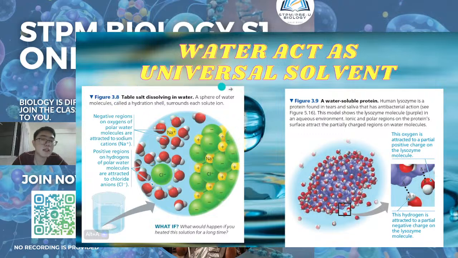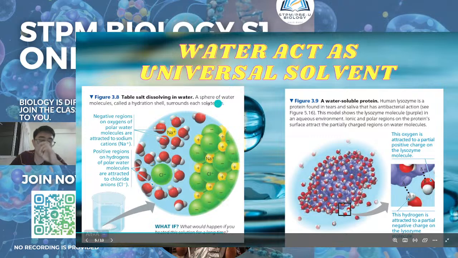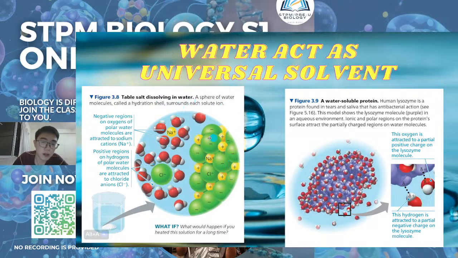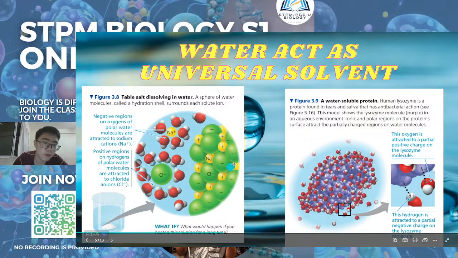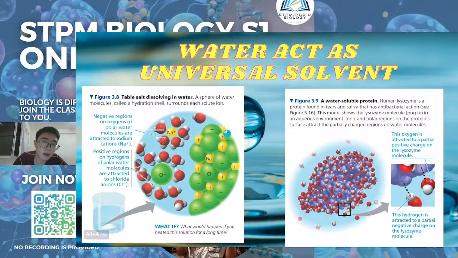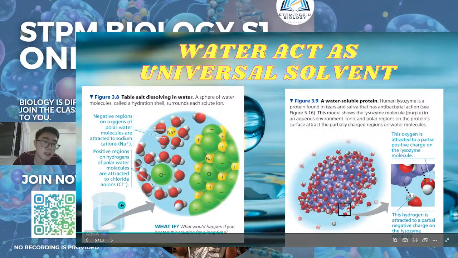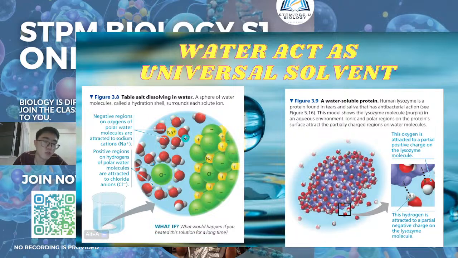Okay. So if you see this diagram, table salt is dissolved in water. Table salt is normally solid, right? When the solid form of salt, for example NaCl, is normally packed together, the atoms are packed together. But when it dissolves in water, the ions within the salt will be extracted by water molecules.